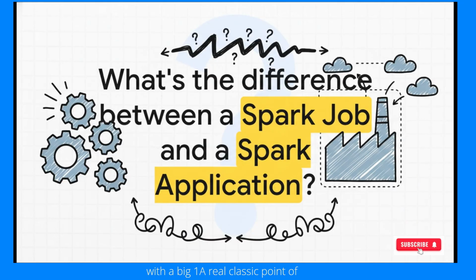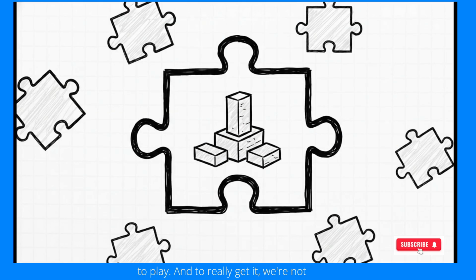Let's start with a big one, a real classic point of confusion. What in the world is the difference between a Spark job and a Spark application? I mean, they sound almost the same, right? But as you'll see, they have very, very different roles to play. And to really get it, we're not just going to stare at some boring definitions. No way. We're actually going to build a data project together, right from scratch. That way we can see exactly how each piece of this puzzle fits into the big picture.